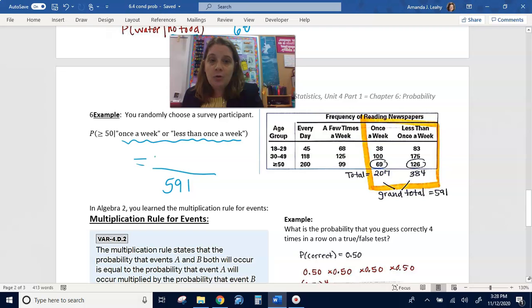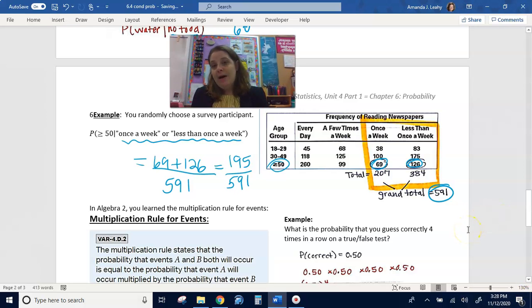It looks like there were 69 who said once a week, and there were 126 that said less than once a week in that greater than 50 category. So I'm going to put those two numbers together out of my 591, and that gives me 195 out of 591.